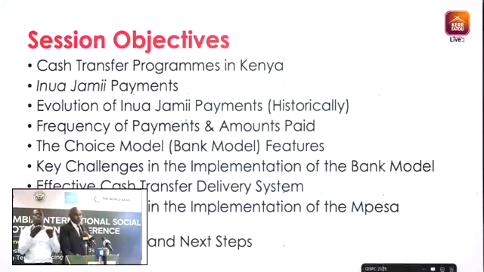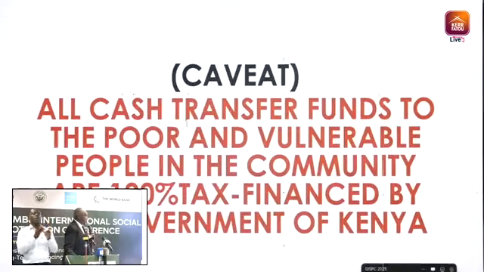That could be the outline, but allow me to put one caveat, which is very critical. All cash transfers to the poor and vulnerable people in the community are 100% tax financed by the government of Kenya. That is a caveat. They are 100% paid by the government of Kenya. The reason is we've learned the hard way, we've made the hard mistakes, and we've decided that we have to go the government way because we can control ourselves, we can ride left, right, and move the agenda.